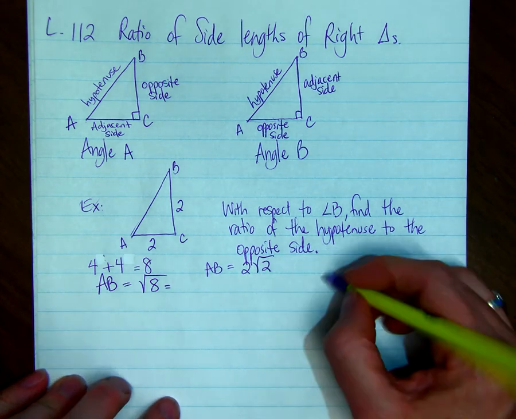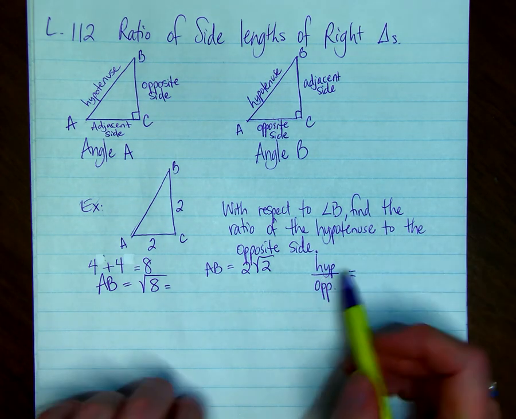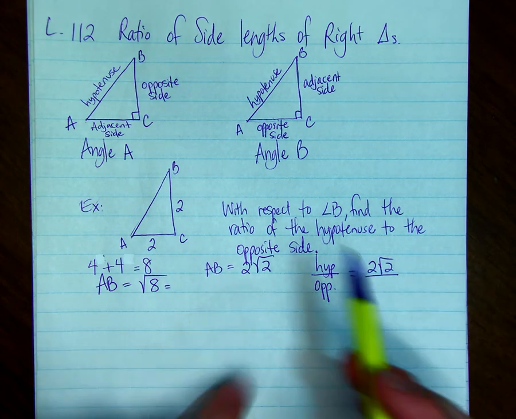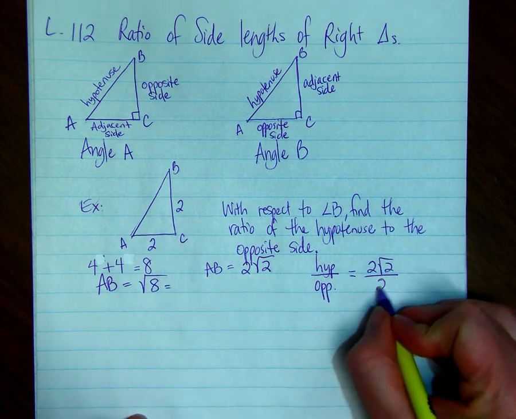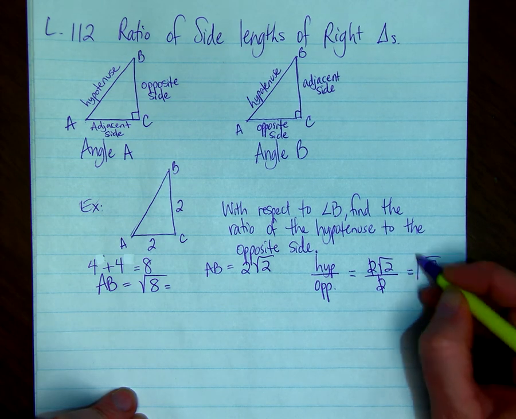So if we're writing a ratio, hypotenuse to the opposite side, we're going to take the length of the hypotenuse, 2 root 2. The opposite of angle B is AC, and that's 2 units. We can cancel, and we get that the ratio is the square root of 2.